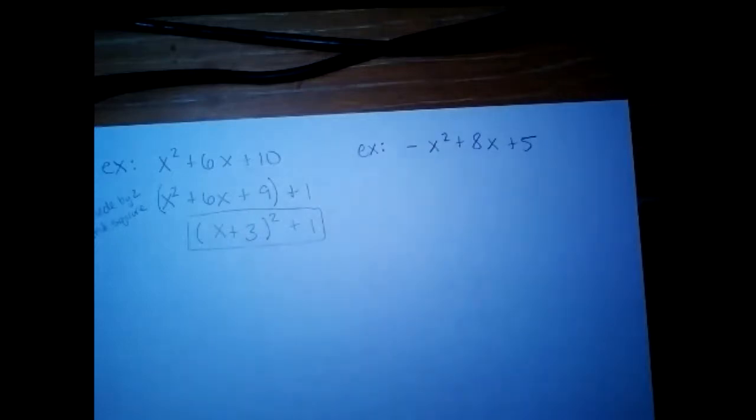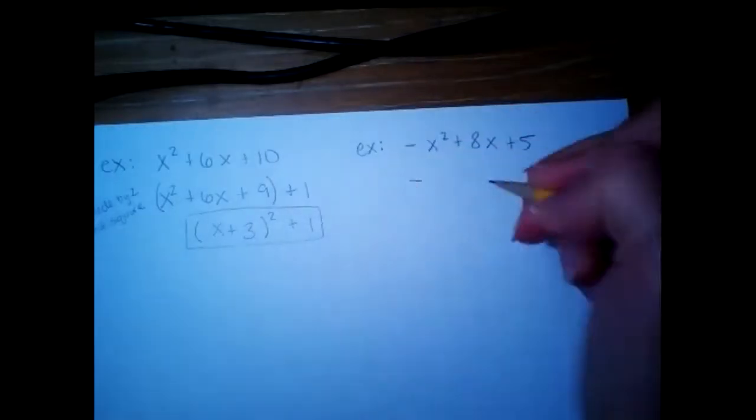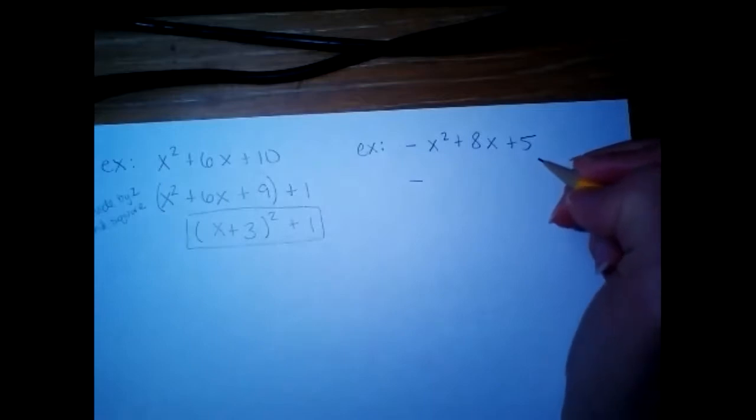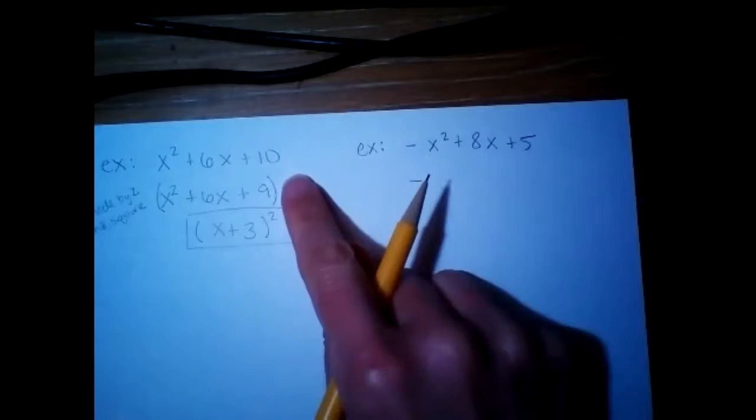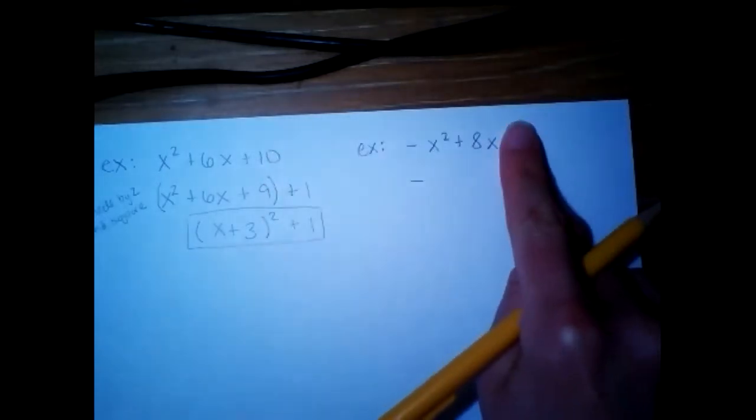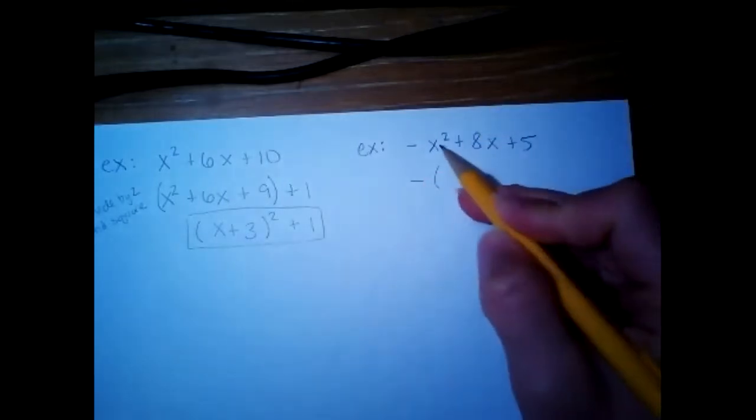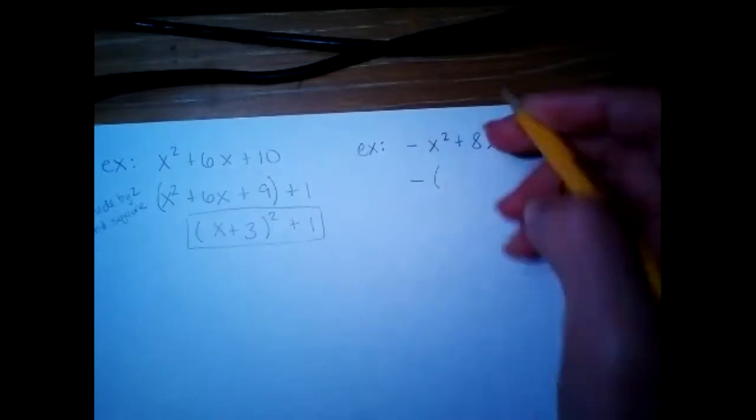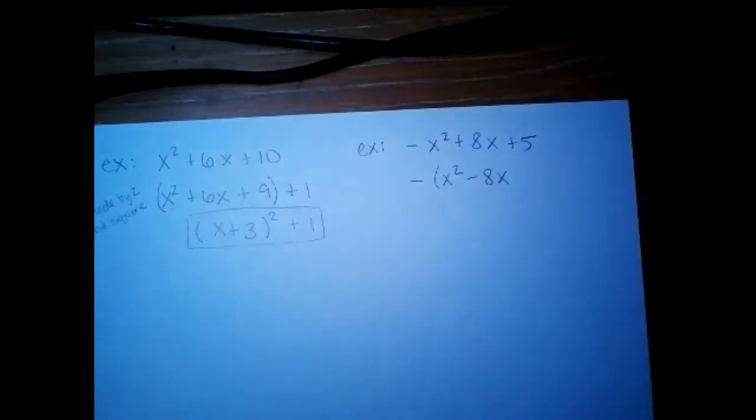So if you have something out front, like a coefficient, like this one has a -1, you have to factor that out, but only from the first two terms. The reason you don't worry about the last term is we're going to change it anyway. See how this one was a 10, we changed it to a 9. You don't need to worry about that last term because we're going to adjust that anyway. So we're just going to factor a negative out of these two terms. That'll make it a positive x squared and a minus 8x. So I just factored out that negative, but just from the first two terms.